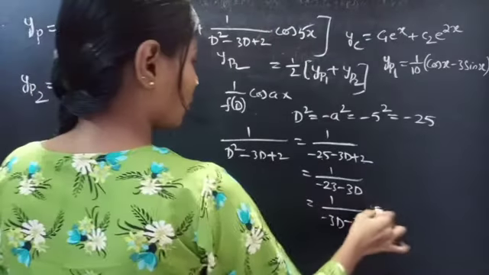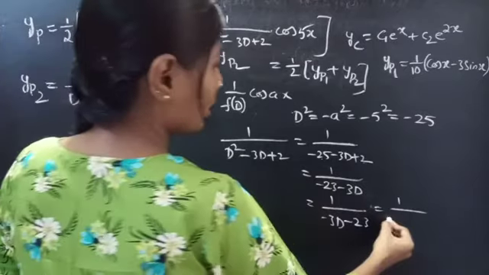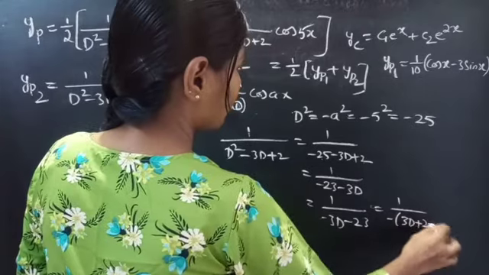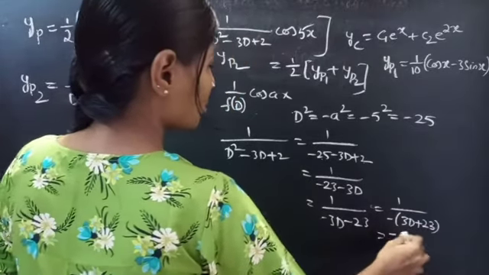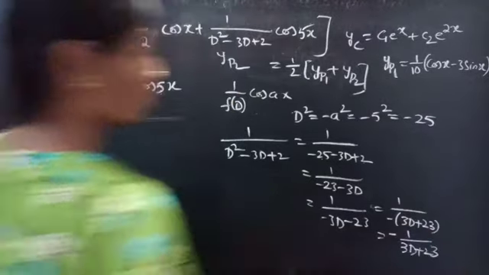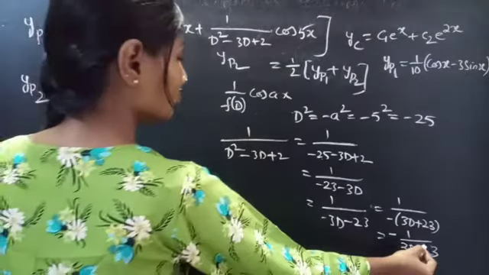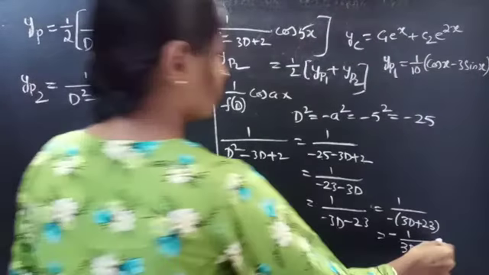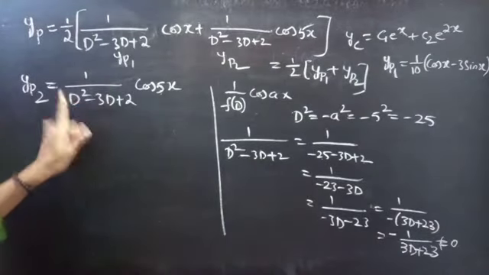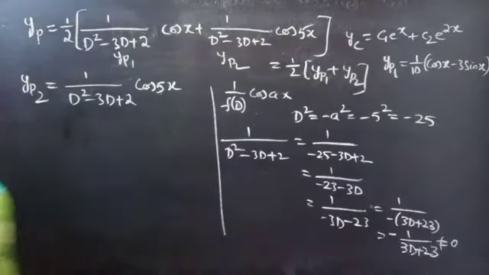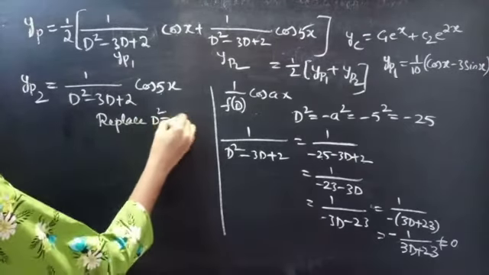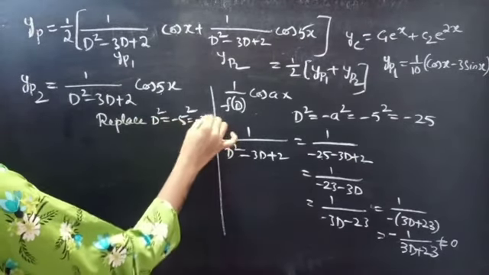Now, take minus common from the terms of denominator. You get minus 1 into 3d plus 23, right? We can just write this as minus 1 by 3d plus 23, right? Which is not equals to 0, right? Denominator is not equals to 0 after replacing d square by minus 25. So what we'll do now? We'll just replace d square by minus 5 square, which is equals to minus 25.